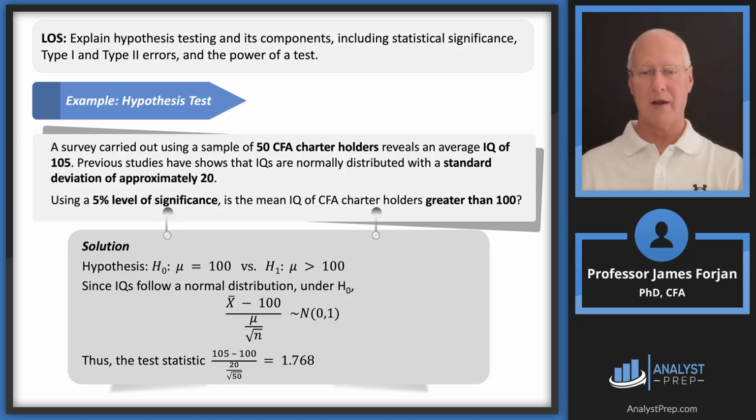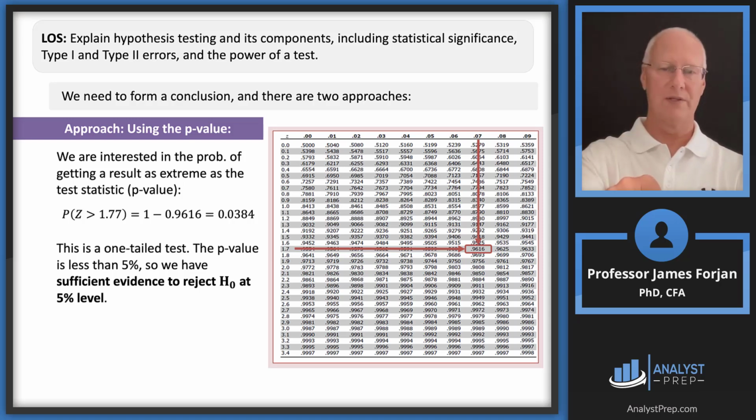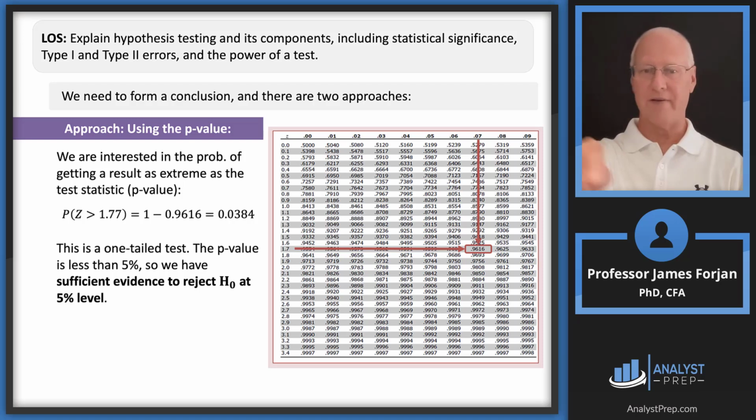So what was our number back here? 1.768. Now, the Z tables only go out to 2 decimals, so we're going to have to round. So we go down to 1.7, and then we add 0.07, so 1.77. And there's the intersection. What do we get? 0.9616. Subtract that from 1, and we get 0.0384, which is less than 5%, 3.84%. So we have sufficient evidence to reject the null hypothesis.